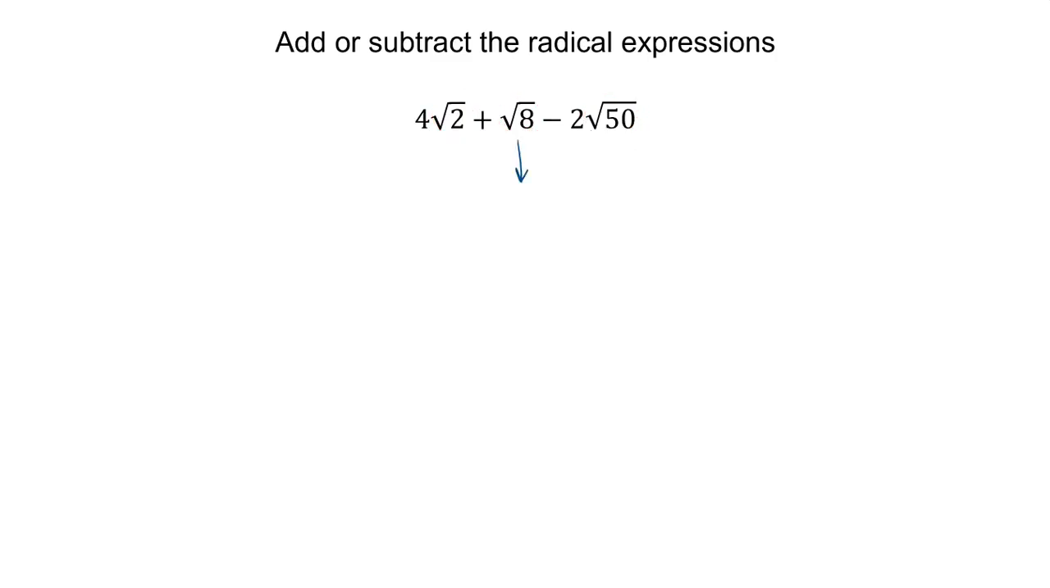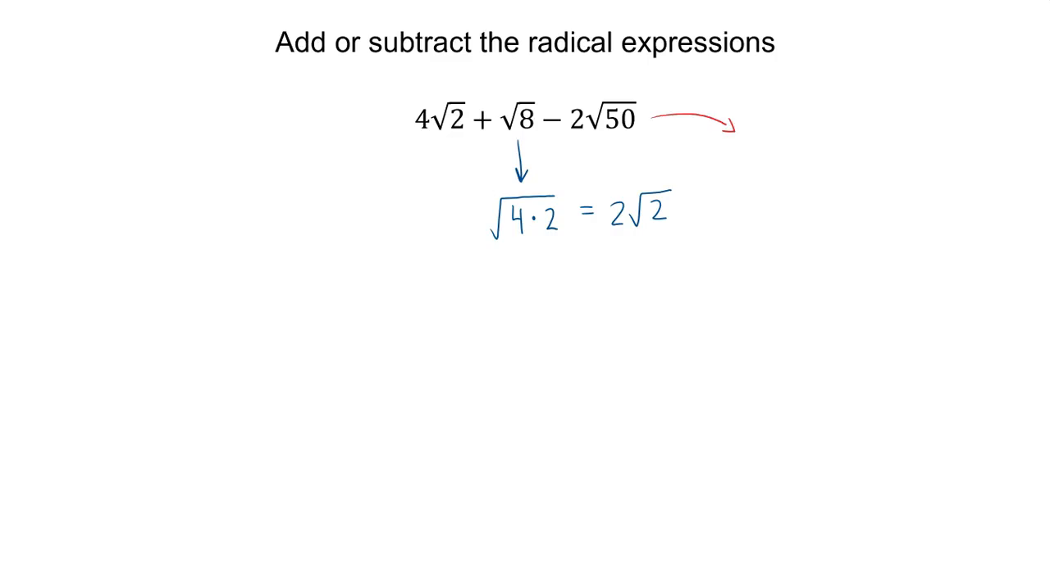Let's start with the square root of 8. The biggest perfect square that will evenly divide 8 is 4. So we'll rewrite the square root of 8 as the square root of 4 times 2. And that's the same thing as the square root of 4 times the square root of 2. But the square root of 4 is 2, so the square root of 8 simplifies into 2 times the square root of 2.